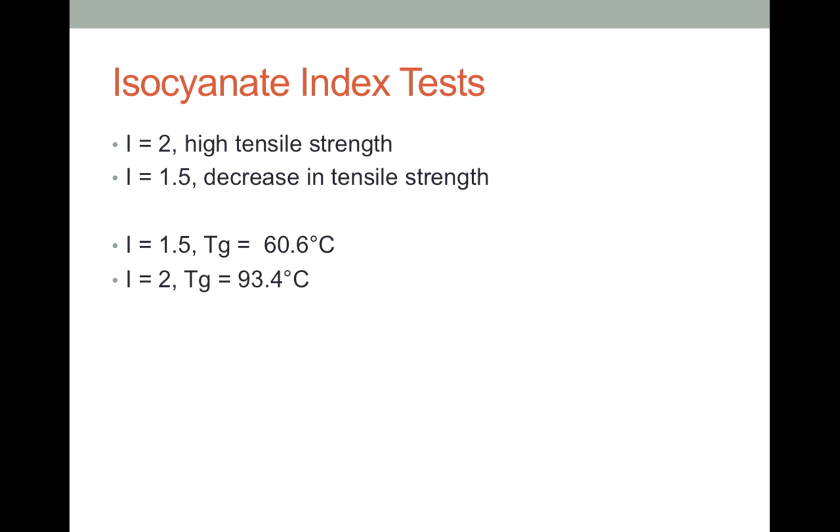The results from one study showed that when the isocyanate index was 2, the polyurethanes had a very high tensile strength compared to when the isocyanate index was 1.5, which showed a decrease in tensile strength. In the same study, the glass transition temperatures were shown for castor oil polyurethanes. When the isocyanate index was 1.5, the glass transition temperature was 60.6 degrees Celsius, and when the isocyanate index was 2, the glass transition temperature rose to 93.4 degrees Celsius.